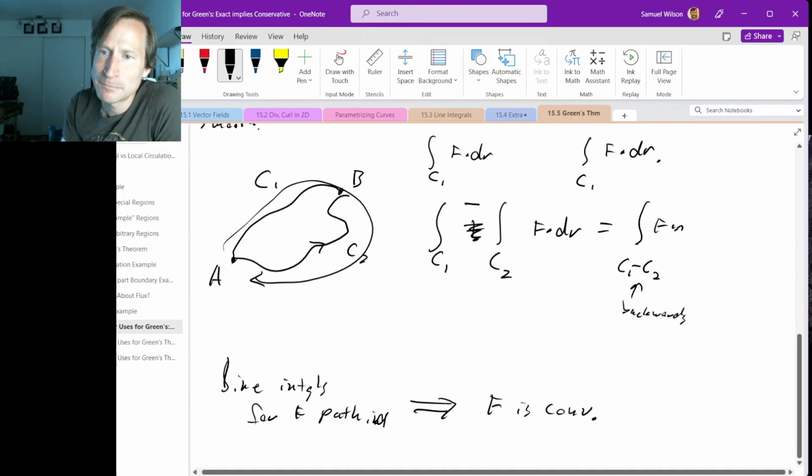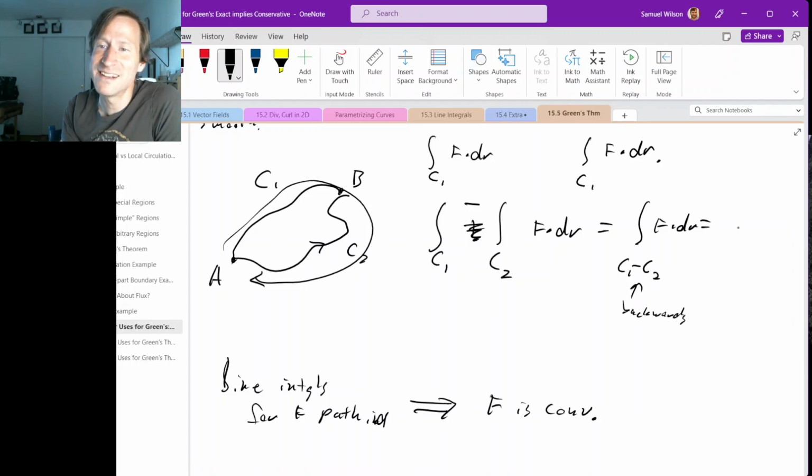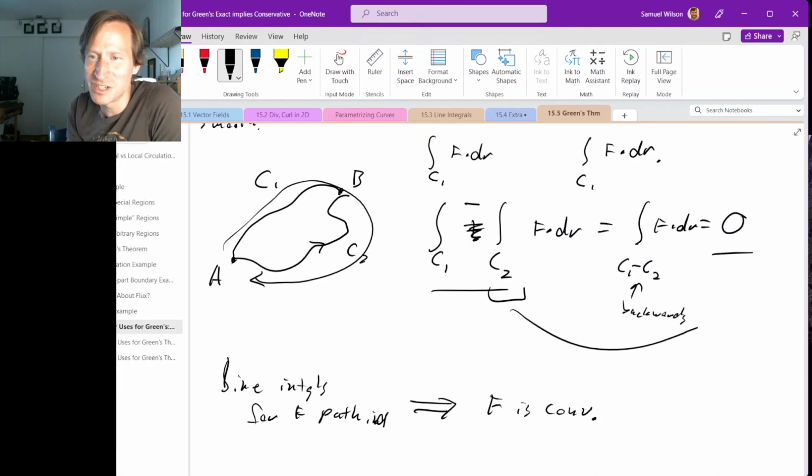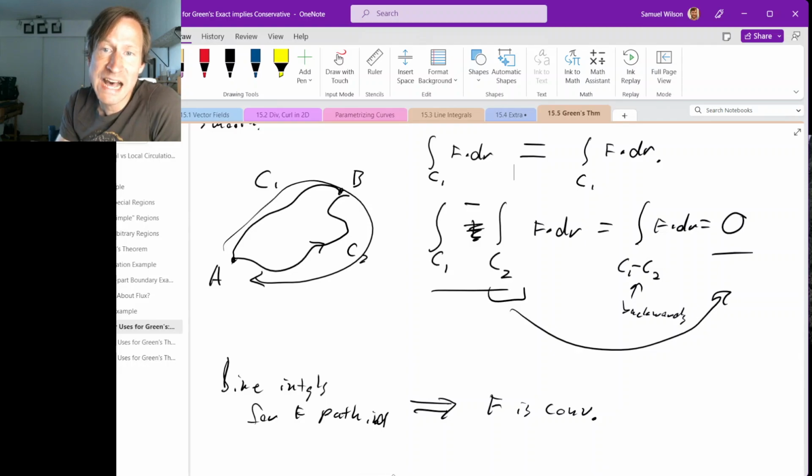F dot dr. But now we're going around a closed loop, and we just saw that the integral around closed loops is 0. But right, now that we know that this difference is equal to 0, we can rearrange this. We can take our C2 integral, move it to the other side, and it shows that these two things are equal. So now we have a condition that tells us when vector fields are guaranteed to be conservative.